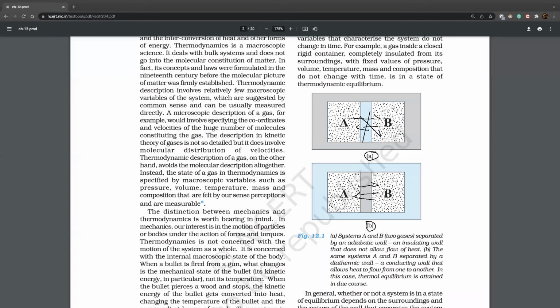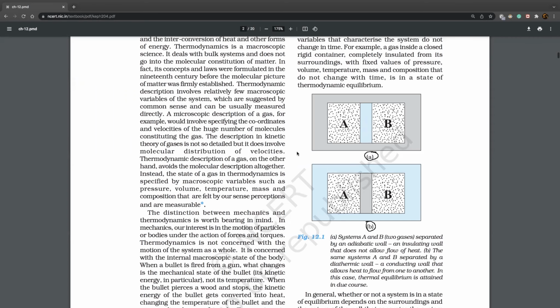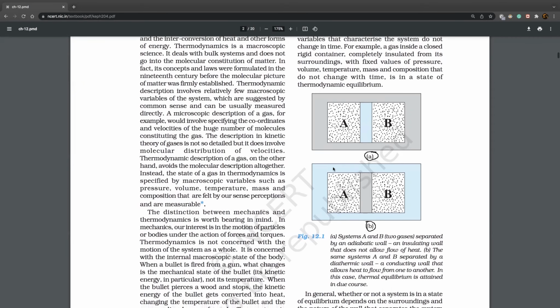So what is thermal equilibrium in this case? When the temperature, pressure, volume, etc. of A and B are equal, A and B will be said to be in thermal equilibrium. So moving on, these are again very rudimentary, very basic topics. This is the base of the lesson.